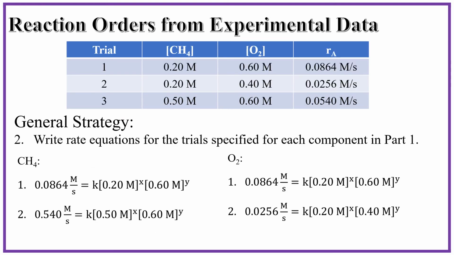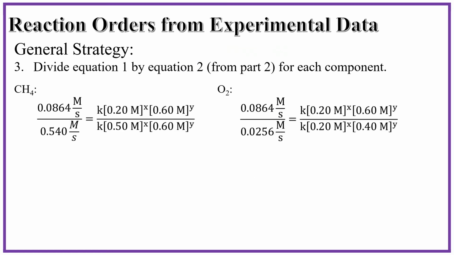The next step in the general strategy is to write the rate equations for the trials that we determined in step 1. Because we do not know the orders with respect to each component, we will leave them as variables x and y, and we will leave the rate constant as a variable k as well. Step 3 of the strategy is to divide equation 1 by equation 2 for each component in part 2. This is a valid operation as laws of algebra apply.